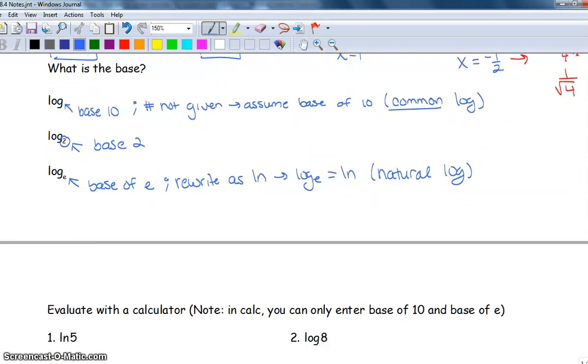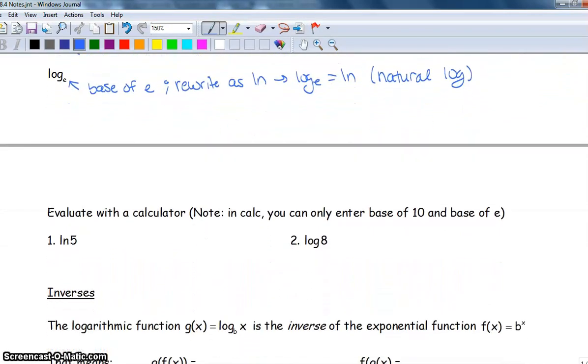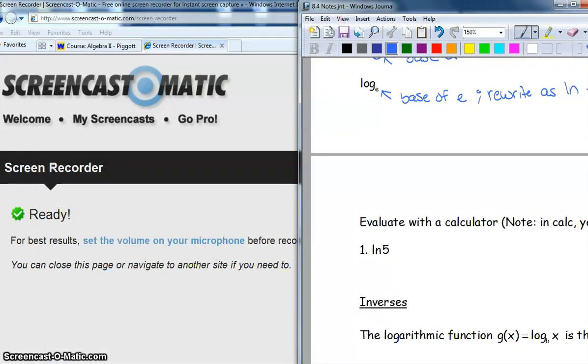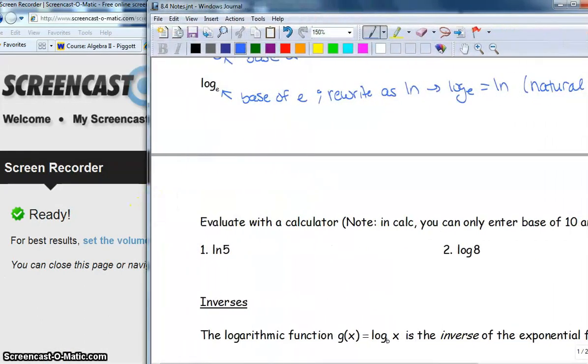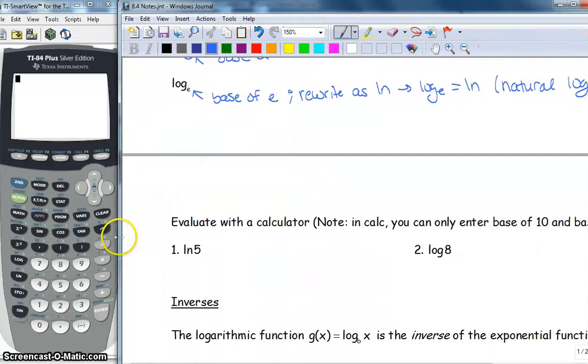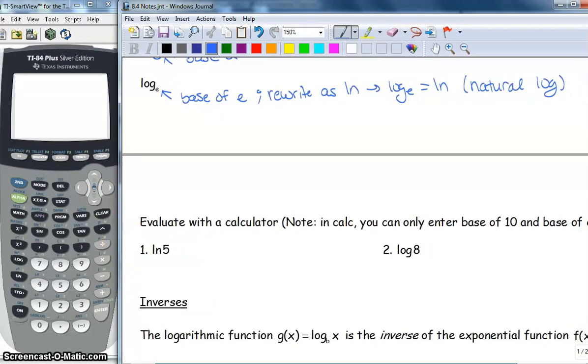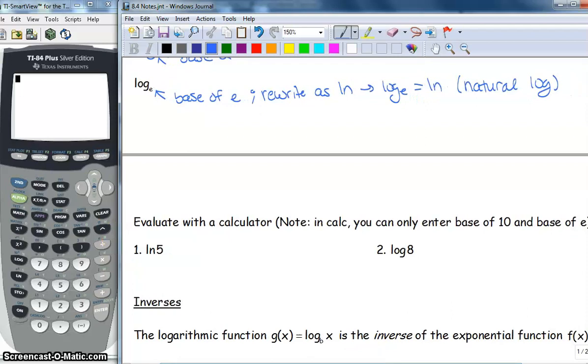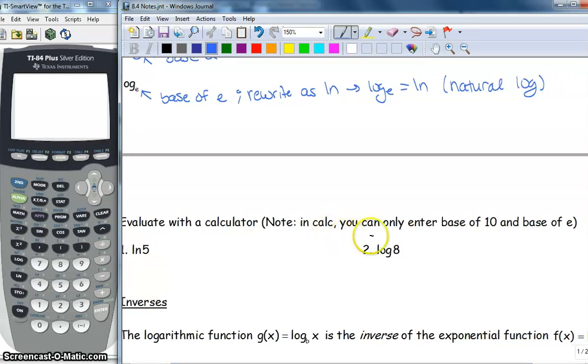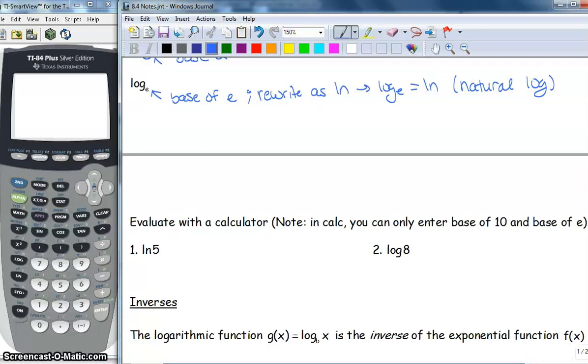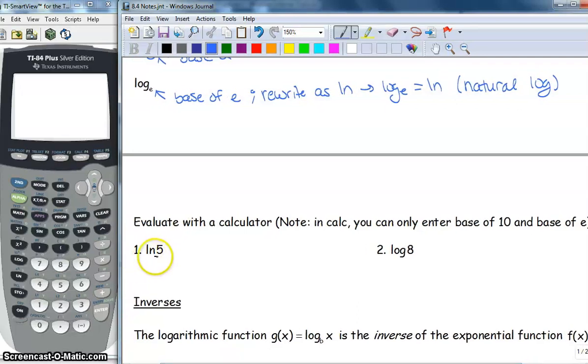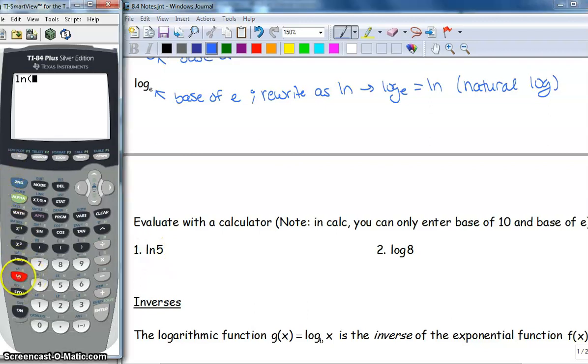All right. So we're going to start evaluating this with a calculator. So let's go back to our calculator and look to see where these buttons are. Pay attention at the top. It says you can only enter in bases of 10 and bases of e. So that second example we had, log base 2, right now we would not be able to plug that into our calculator. So if I went natural log, ln of 5, I look all the way down the left-hand side of my screen, and there's my natural log button.